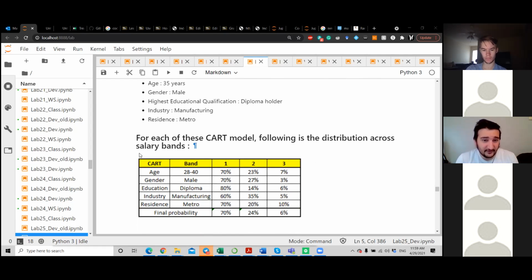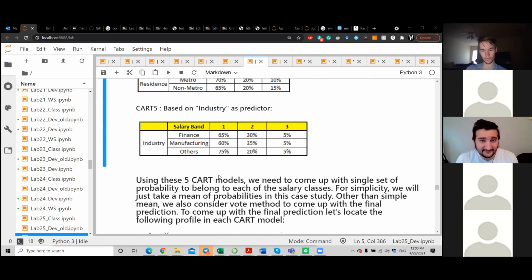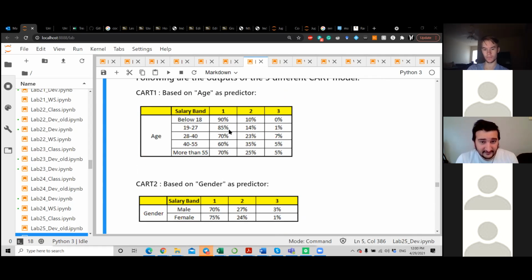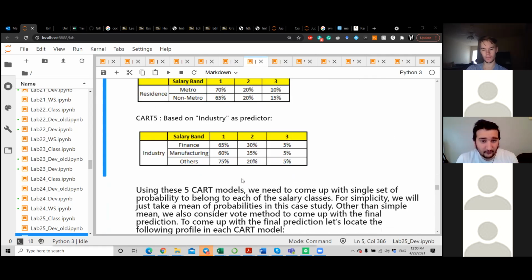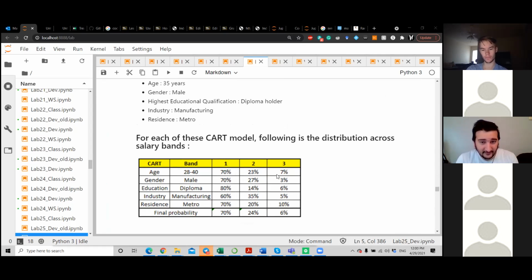So he was 35, so he belongs to the age group of 28 to 40. That group, based on this tree, has 70%, 23%, 7% chances for each salary band. We will just bring it down and write it here. We will do the same for him being a male, for him having a diploma, for him being in the manufacturing industry, and for him living in a metropolitan area. So these are what we get from our trees.